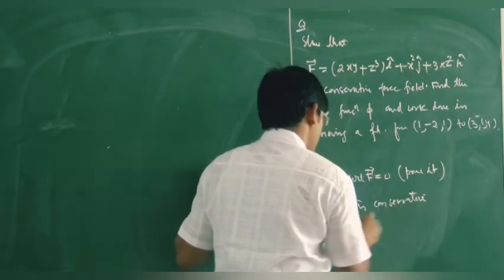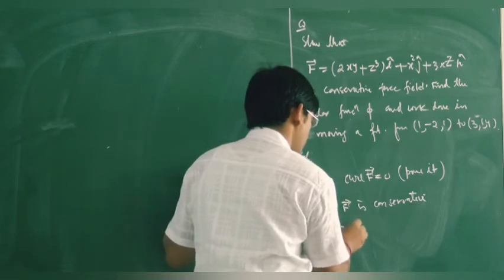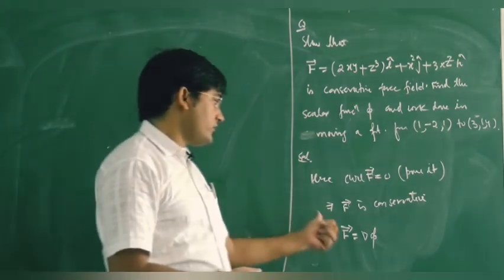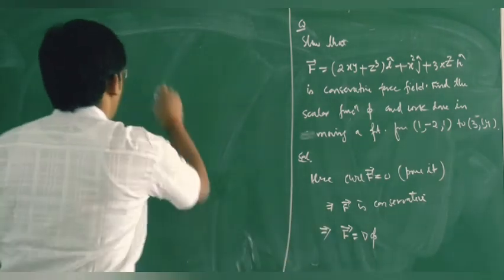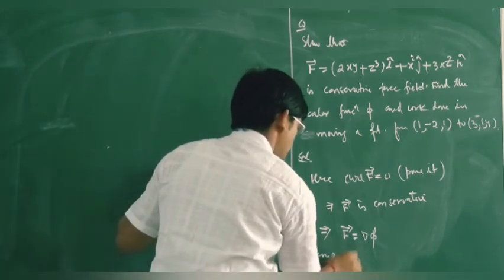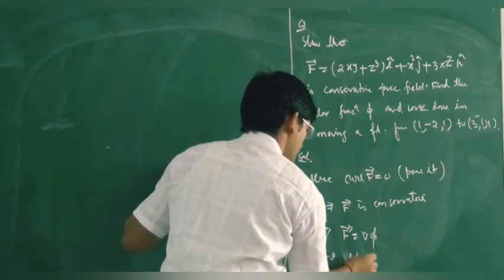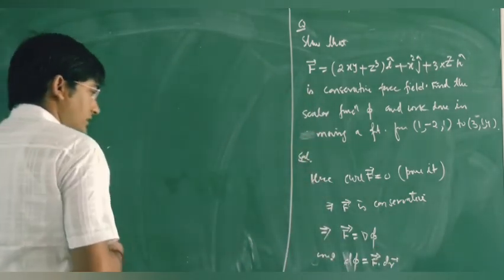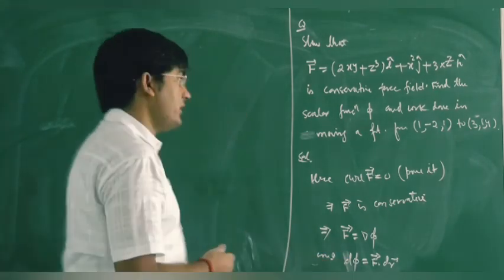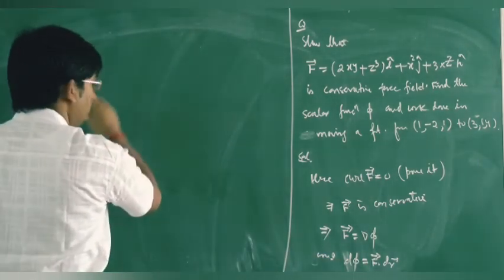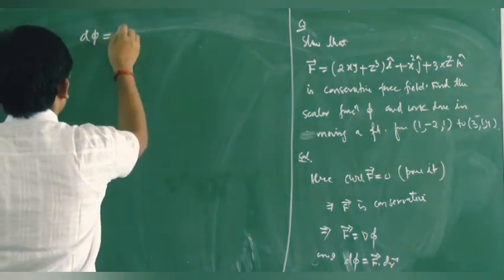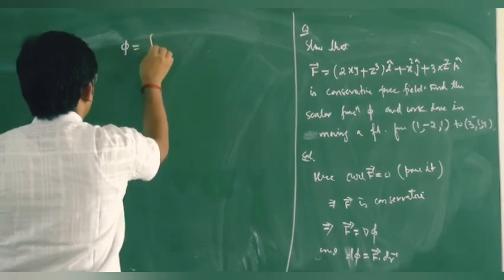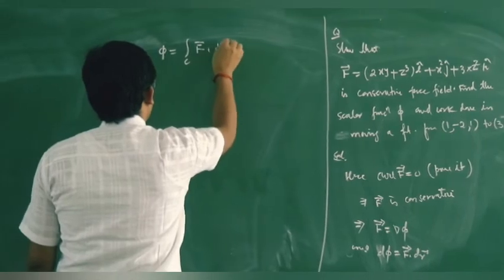Now if your f is conservative, then there exists a scalar function phi such that your f equal to grad phi. So if your f is conservative, then we have f equal to grad phi, and in this case your d phi will be equal to f dot dr. So this will be the value of d phi. So let us find out the value of phi from here. So your d phi is equal to f dot dr. So on integration, your phi will be equal to integration over c f dot dr.